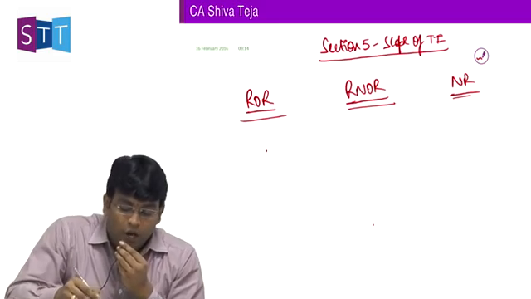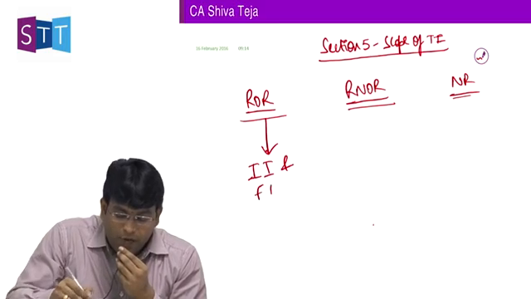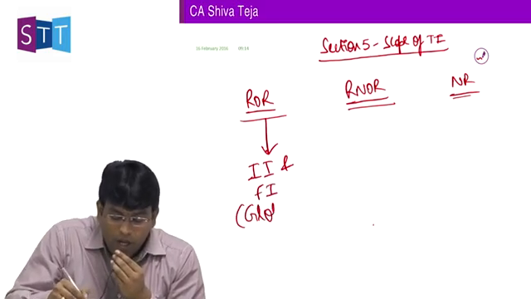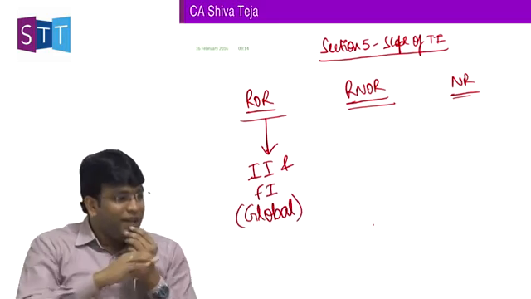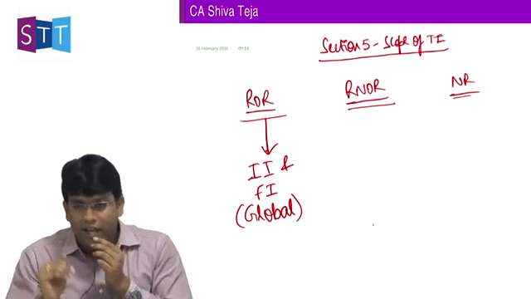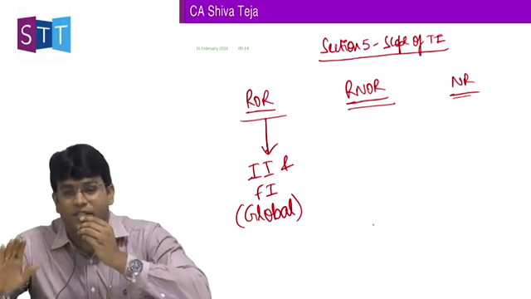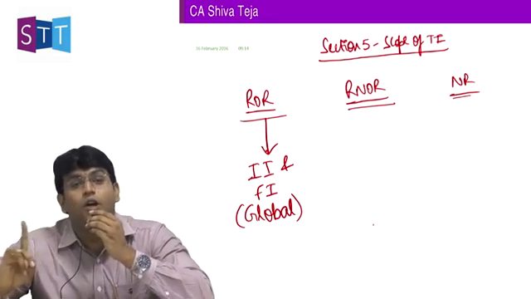ROR is taxable on Indian income as well as foreign income. Otherwise, he is taxable on global income. Means wherever he earns the income, he is taxable in India. If he earns the income in India, if he earns the income outside India, received in India, received outside India, whatever it is, he is taxable in India. He is taxable on global income.